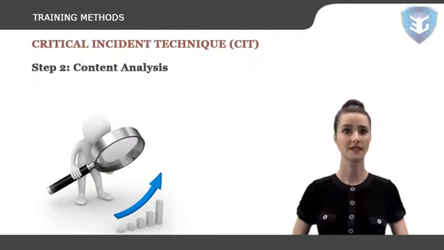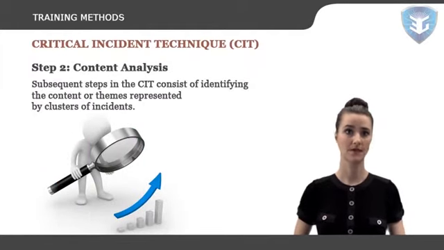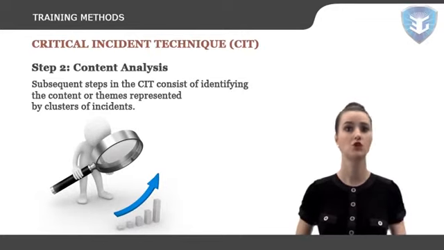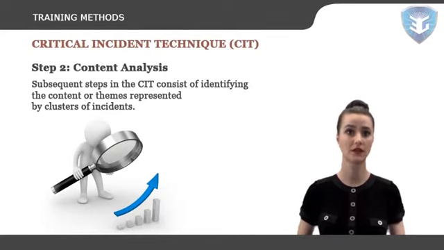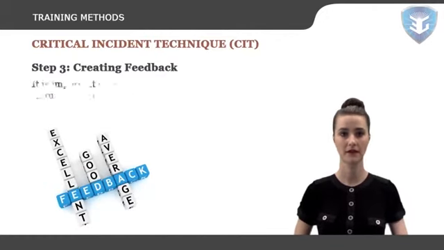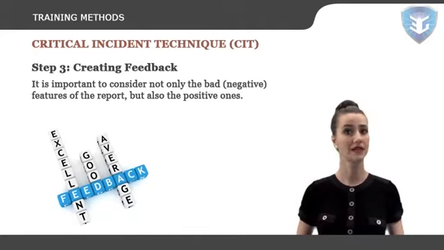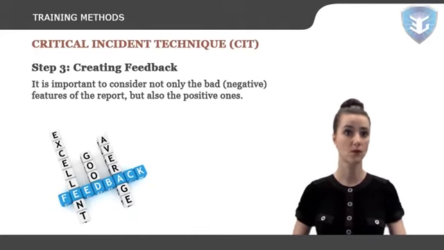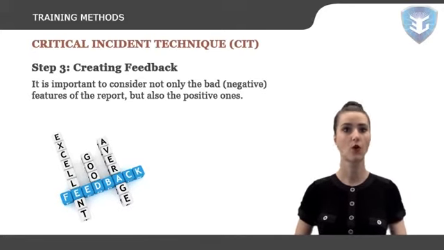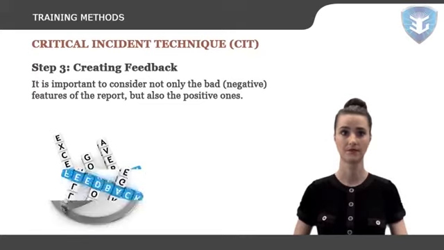Step 2. Content analysis. Subsequent steps in the CIT consist of identifying the content or themes represented by clusters of incidences and conducting retranslation exercises during which the analyst or other respondents sort the incidents into content dimensions or categories. Step 3. Creating feedback. It is important to consider not only the bad, negative features of the report, but also the positive ones, so as not to undo good work or to make destructive recommendations.